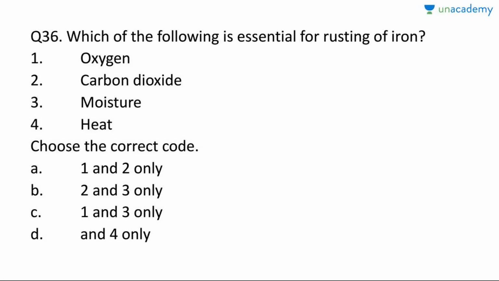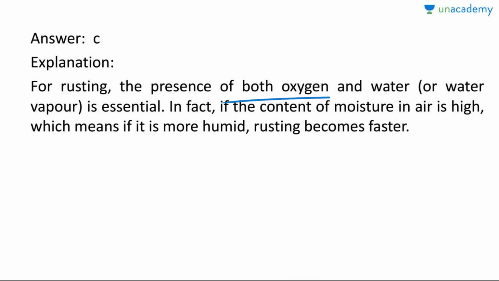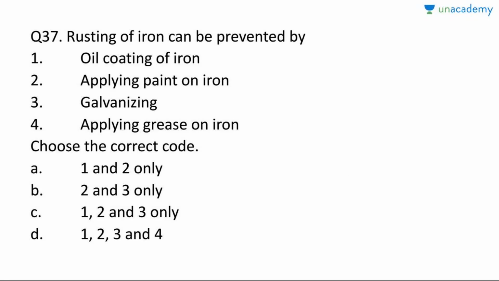Question number 36. Which of the following is essential for rusting of iron? Oxygen and moisture are required, so answer here is C, that is 1 and 3. For rusting, the presence of both oxygen as well as water or water vapor is essential, and in fact if the moisture content in air is high, which means the air is more humid, rusting becomes very fast.